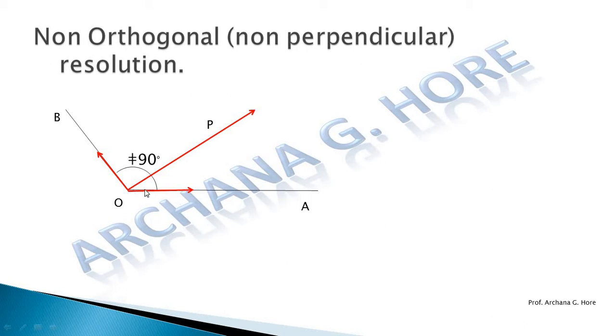If these two components are along OA and OB, we can easily see that this angle is not equal to 90 degrees. That means this is non-orthogonal or non-perpendicular resolution. If this angle is greater than 90 or less than 90, maybe greater, maybe less, that is non-orthogonal resolution. So first identify the type of numerical. Now if we identify the numerical is non-orthogonal, then what are the steps to find out the components along OA and components along OB? Construct a parallelogram.